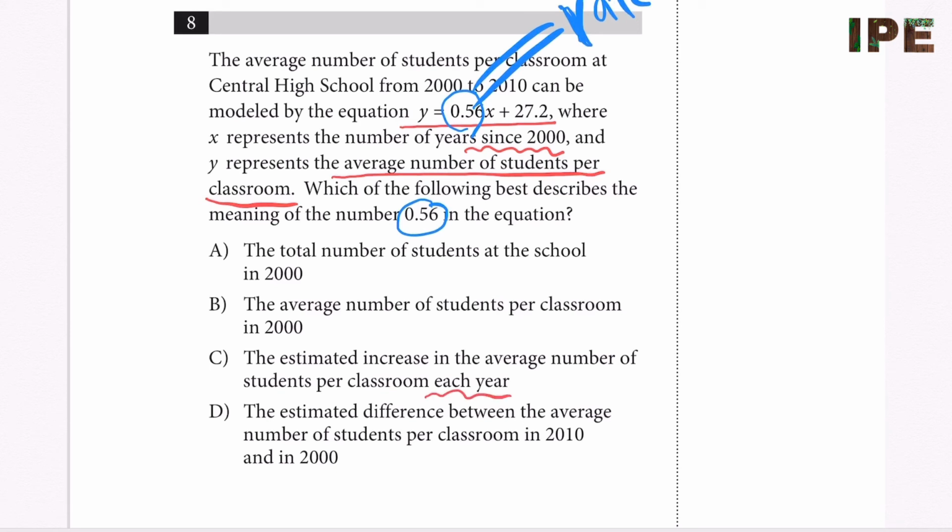What is y? The average number of students. So how much increased the average number of students? So C is the answer.